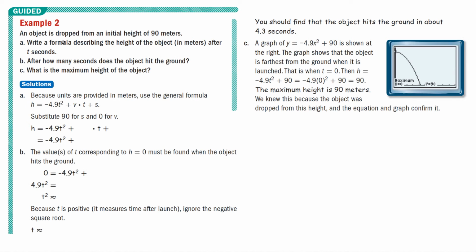Object is dropped from an initial height of 90 meters. Write a formula describing the height of the object in meters after t seconds. After how many seconds does the object hit the ground, and what is the maximum height of the object? Okay, units are in meters, so we're going to use a negative 4.9 times t squared plus the initial velocity times t plus s. We're going to substitute 90 for s. The initial velocity was 0. It was dropped. So it was not given any initial velocity. It was simply let go.